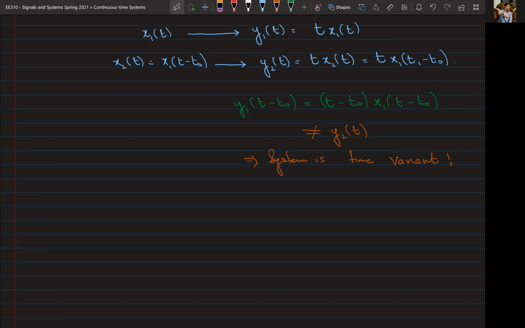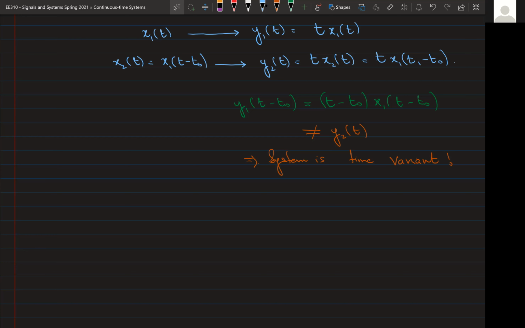Then actually, the x2 of t is a time delay of x1 by t0. Yes, excellent, right? So x2 is just the time-shifted version of x1, right?